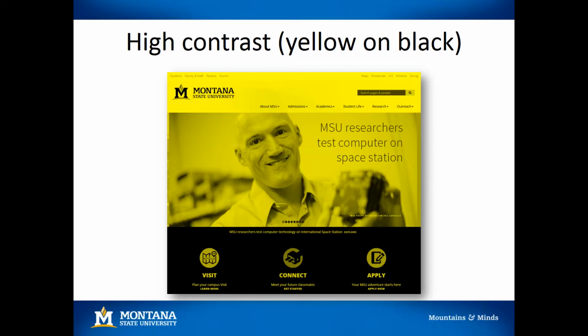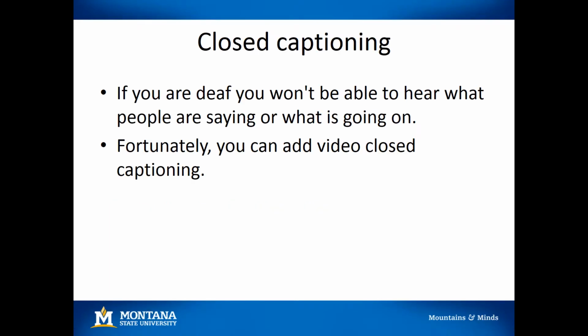I still can't figure out which one is which. Video and audio. Not every user can see video or hear audio. If you are deaf, you won't be able to hear what people are saying or what is going on. But fortunately, you can add video closed captioning.